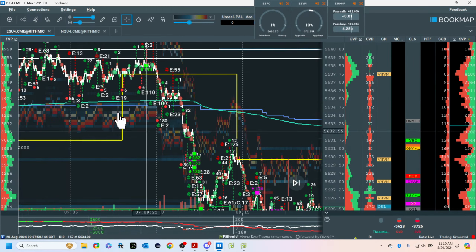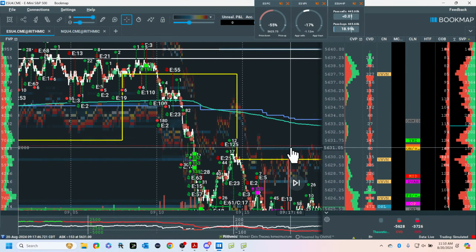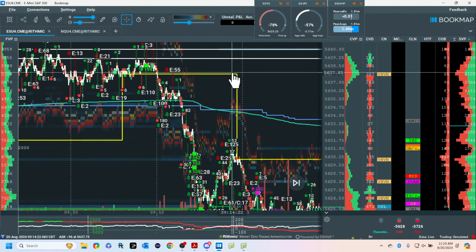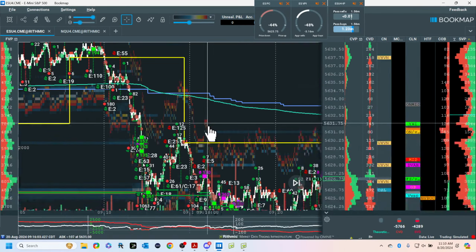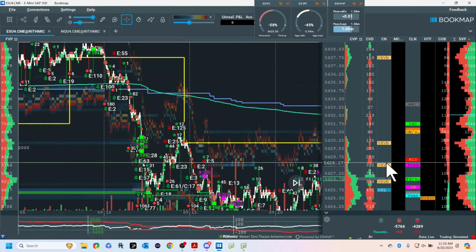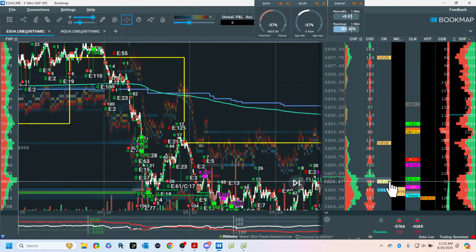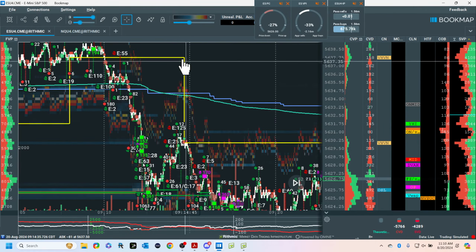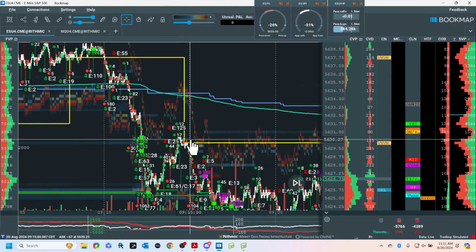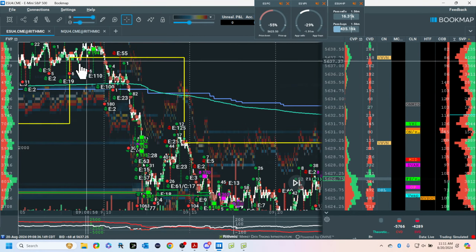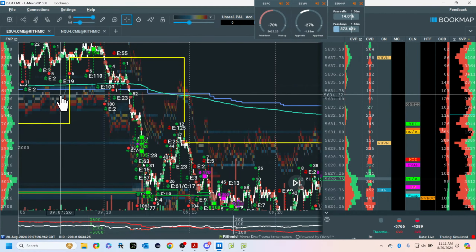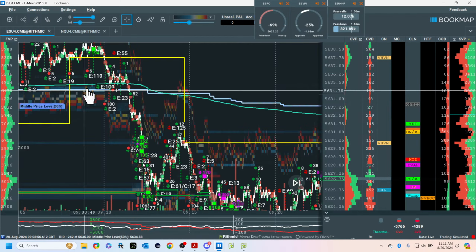So now we are going to start adjusting our volume point of control, our VHVNs, to the down auction. So everything that's part of the up auction, I'm going to be removing now because I'm in a new auction. So VPOC migration. Remember what we were doing as the VPOC was migrating up. We were using it for longs.